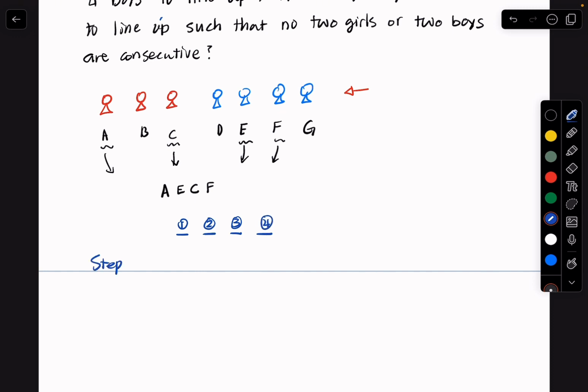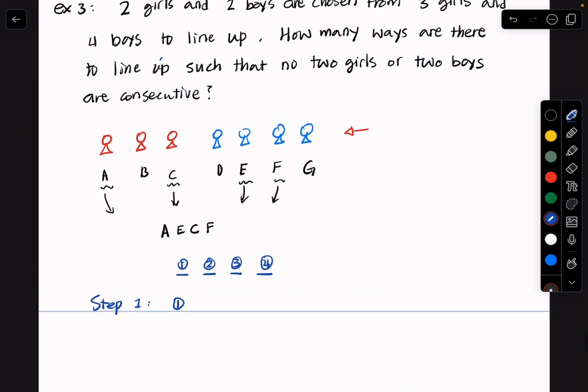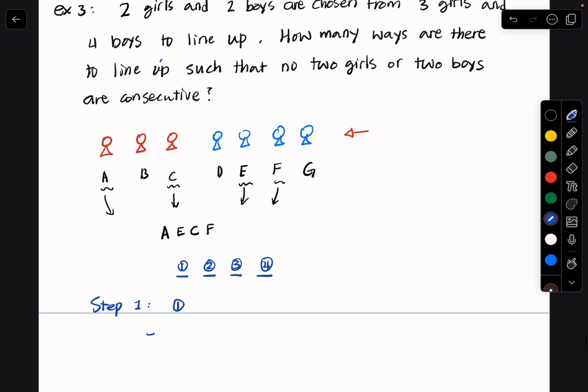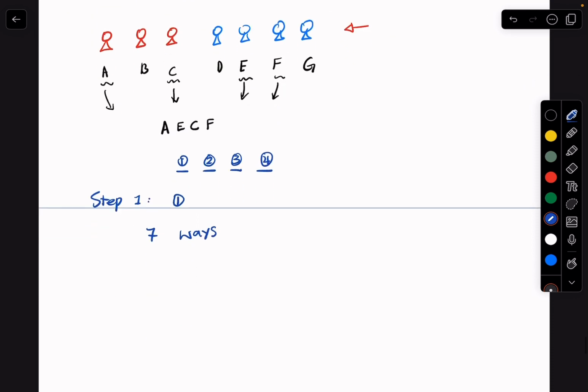And my step 1 will just be choosing a person for the first place. So for sure here, I have 7 people in total. So reasonably, I should have 7 ways to complete my first step. Okay, and now let's do our second step, which is to choose a person for my second spot. But if you think about this, you're gonna find a problem here, because I don't know if my first place is a boy or girl.